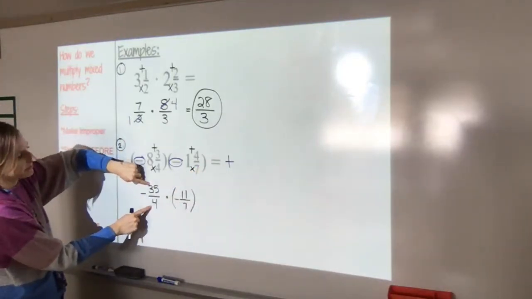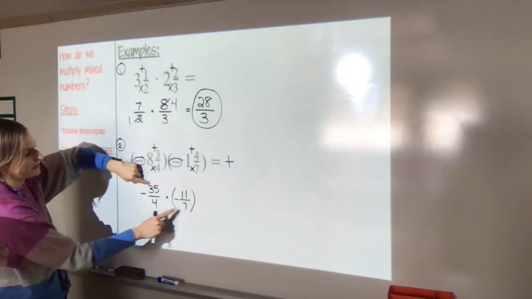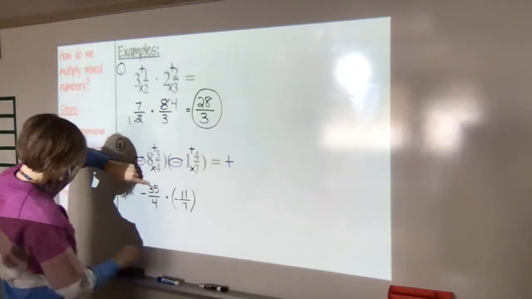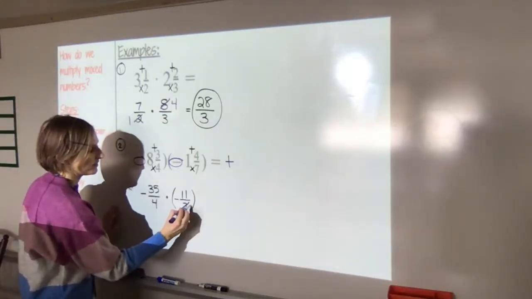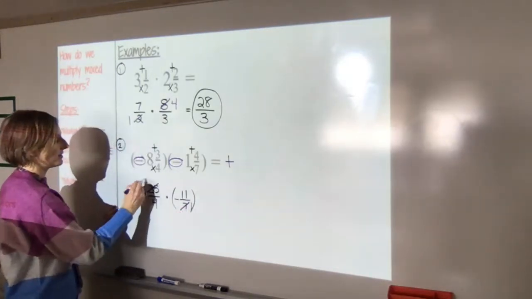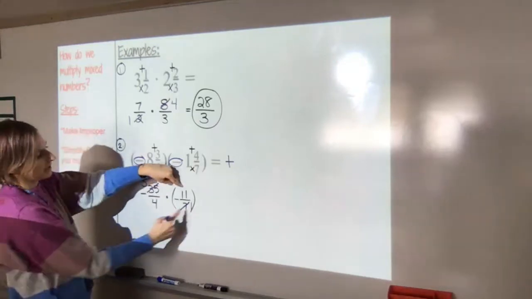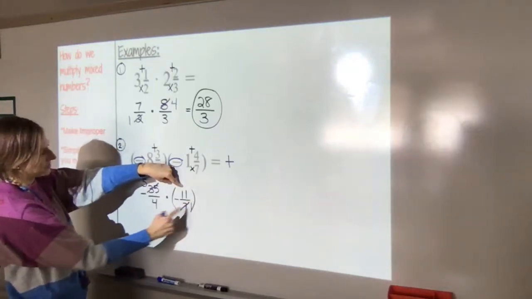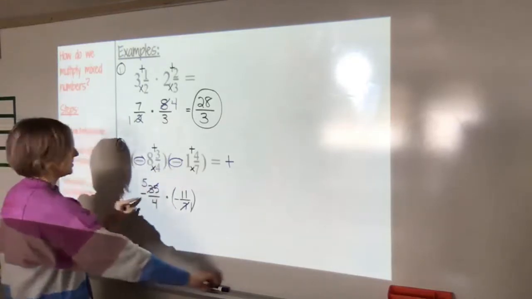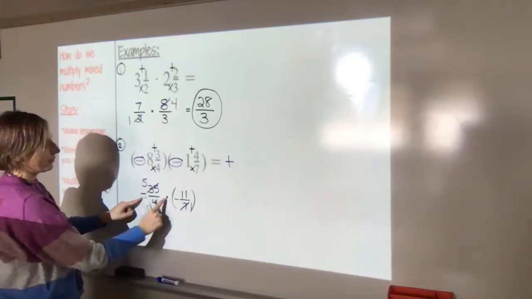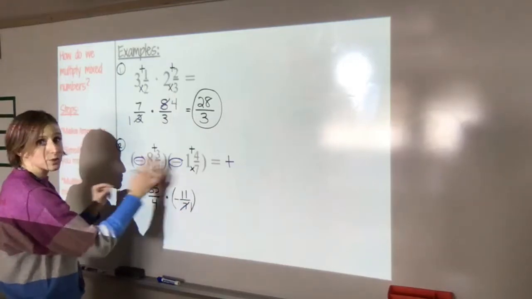35 and 4, can I simplify there? Nope. 35 and 7, can I simplify there? Yes, I can. They share 7 as a factor. 7 divided by 7 is 1. 35 divided by 7 is 5. 11 and 1, well, there's 1, so you're done. 11 and 4, no, they do not. So I have negative 5/4 times negative 11 over 1. That's what I've simplified it to be.